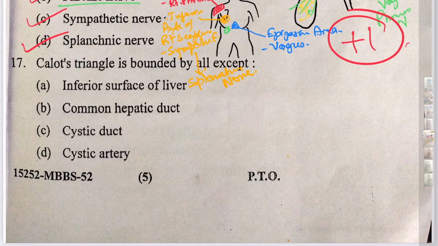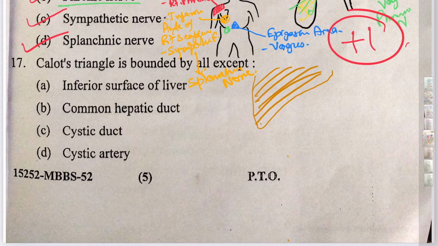Talking about question number 17, Calot's triangle is formed by all except: inferior surface of the liver, common hepatic duct, cystic artery. So imagine this is the liver, right? This is the inferior surface of the liver. This is the right hepatic duct and the left hepatic duct. Actually, these are deep inside, so let's not draw it here. You can cover it inside because it's all behind this inferior surface.